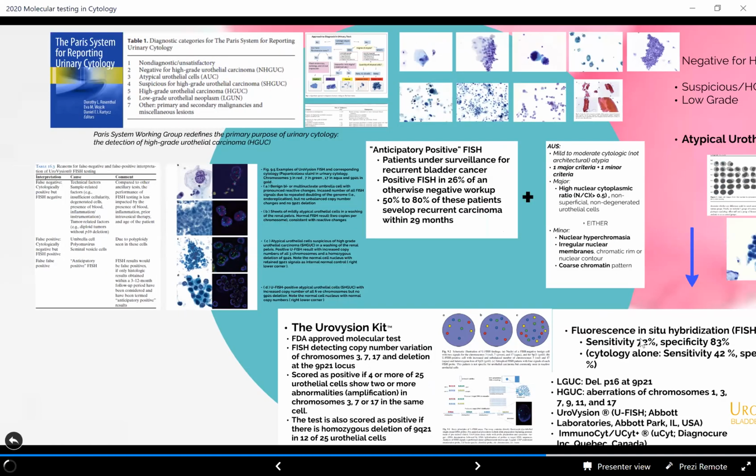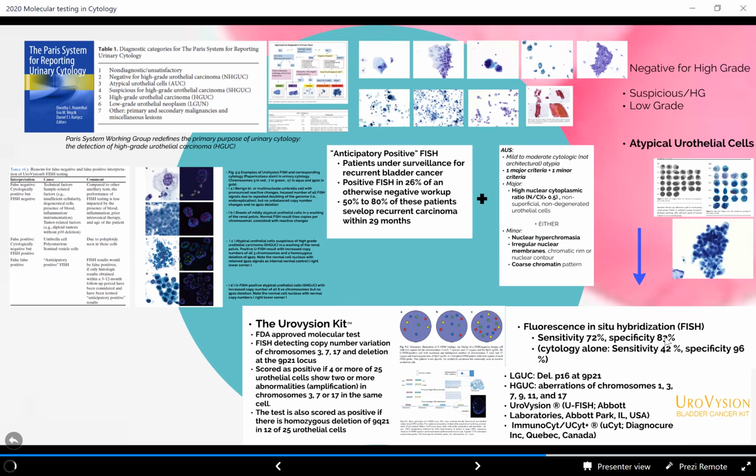sensitivity is 72% alone, specificity 83%. Cytology alone has 42% sensitivity and a specificity of 96%, which is why they're combined together. FYI, low grade has a deletion of P16 at 9p21, high grade aberrations of chromosomes 1, 3, 7, 9, 11, and 17. The most well-known is the UroVysion kit, and this is an FDA-approved molecular test that looks for the FISH detection and scores as positive or negative.